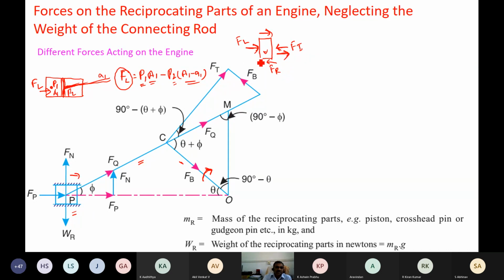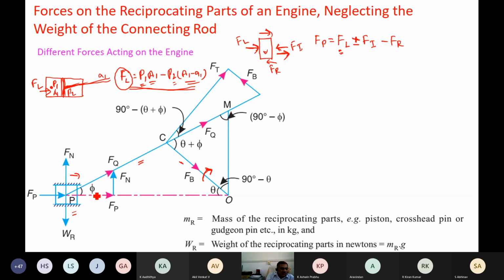In this case, you can write the net force acting on the piston. The net force acting on the piston, Fp, is equal to gas force plus or minus inertia force minus friction force. Friction force will always be opposite, so minus. But inertia force may be plus or minus. If it is accelerating, you have to take minus. If it is decelerating, you have to take plus. And FL, how to calculate FL? You know, this is the equation to calculate FL.